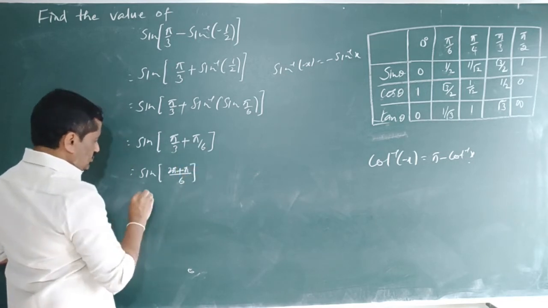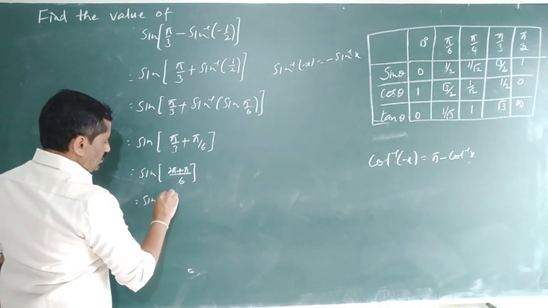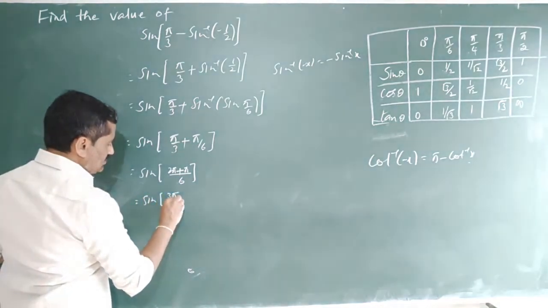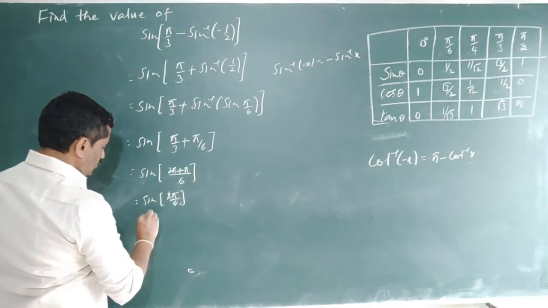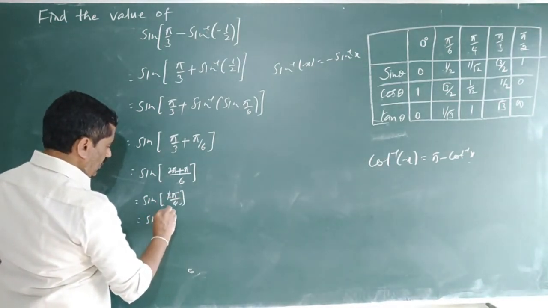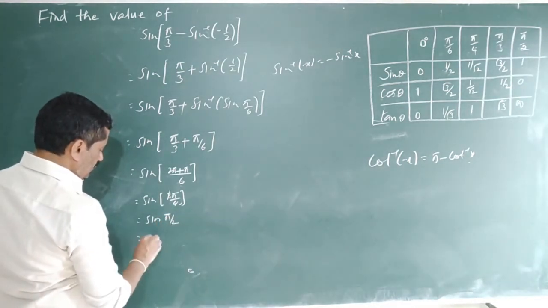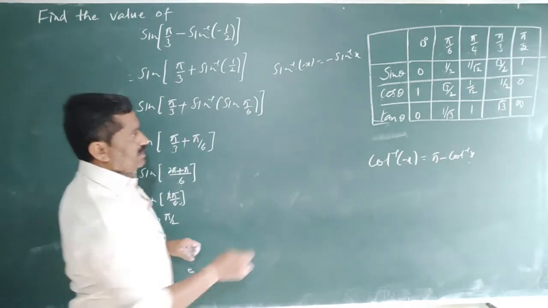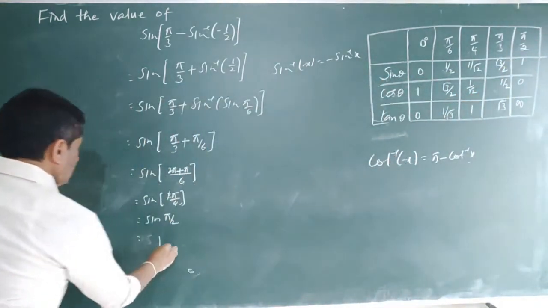Again that is equal to sine of half, 3 pi divided by 6. Three ones are 3, three twos are 6. Therefore it is equal to sine of pi by 2. What is sine of pi by 2? We have 1. Okay, so this is the answer.